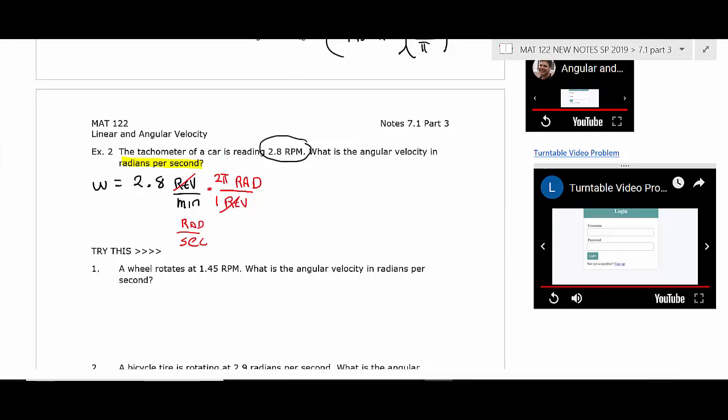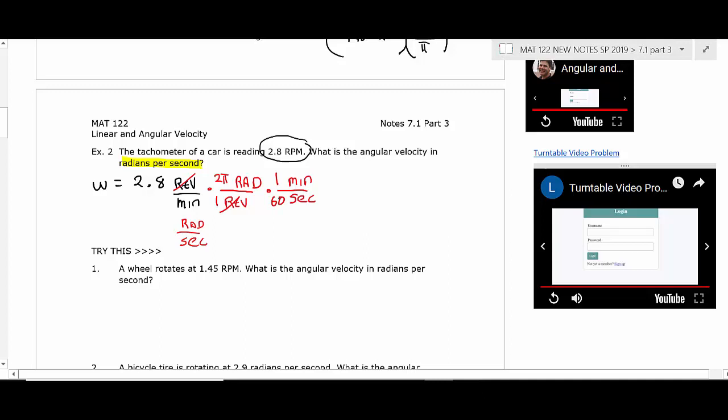Now I'm going to do one other conversion. I don't want minutes, I want seconds. So if the minute is on the bottom, you need to put it on the top of the fraction so they'll cancel, and we want to end up with seconds. Now you've got to know the connection between minutes and seconds. So what is 1 minute equal to? Yeah, that's 60 seconds. Good.